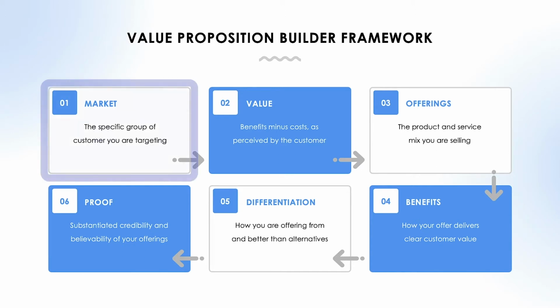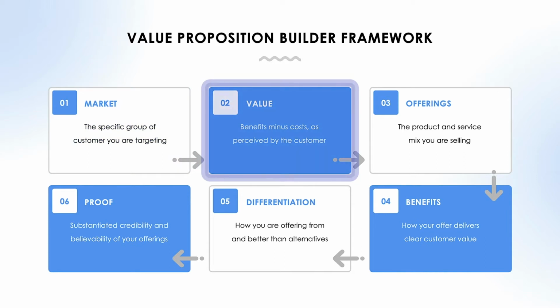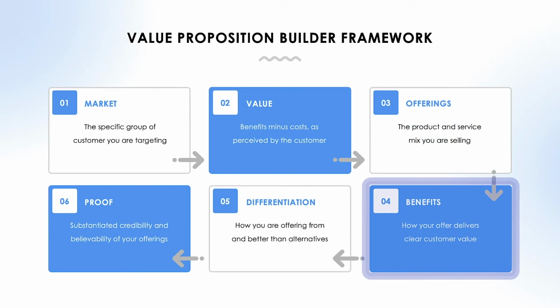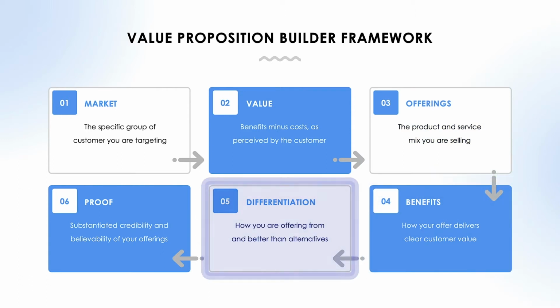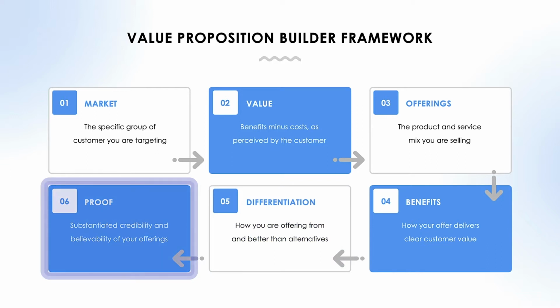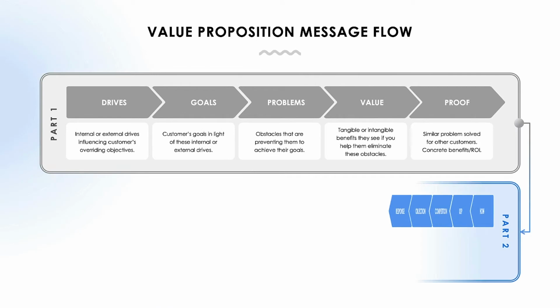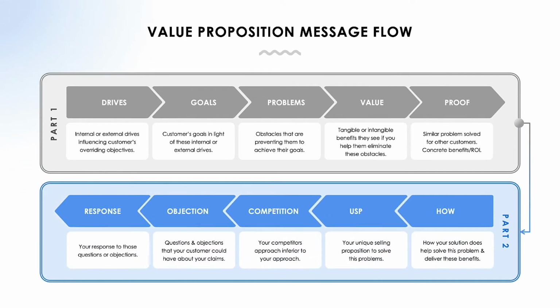First, clarify the key customer segments of the market. Determine the benefits minus the cost to the customer, the product and service mix to offer, how this offer will deliver value to the customer, how the offer is different and better than the competition, and the credibility and proof behind what you're offering. Once this is all mapped out, execs can use this value proposition message flow to turn the previous framework into actionable message statements.